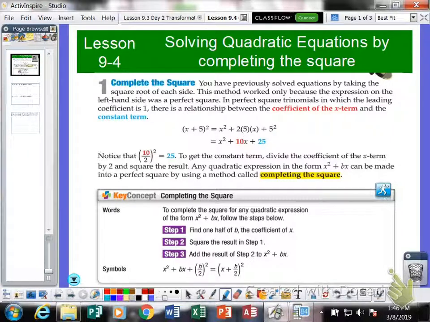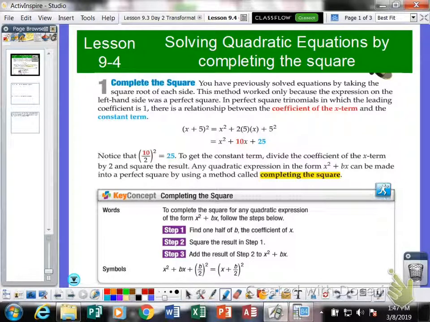In perfect square trinomials, remember trinomial means three terms, in which the leading coefficient is 1, there is a relationship between the coefficient of the x term and the constant term. So 10 and 25, there's a relationship between them. Notice that if we take the middle term 10, divide it by 2 and then square that number, we get 25. To get that constant term, divide the coefficient; that's called completing the square.